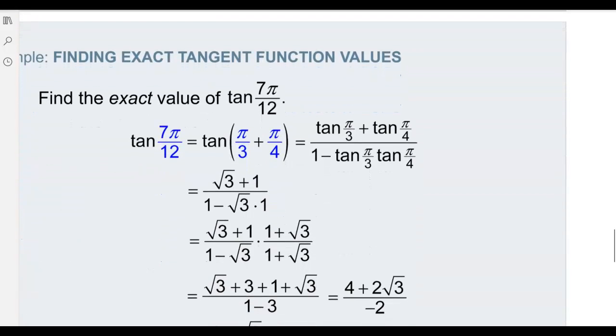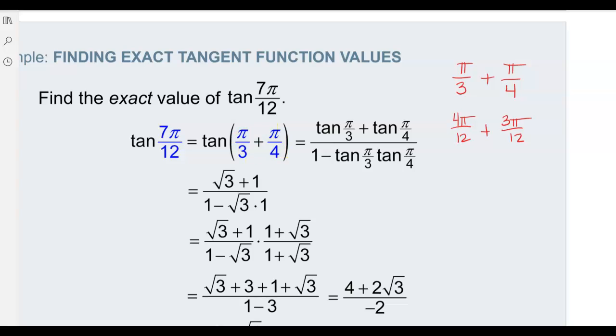For 7 pi over 12, it looks like they're adding pi over 3 and pi over 4. Let's look at that for a second. Pi over 3 plus pi over 4. Rewriting these to both have a denominator of 12, we have 4 pi over 12 and 3 pi over 12. And yeah, that adds to be 7 pi over 12.